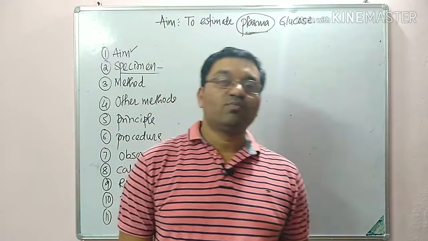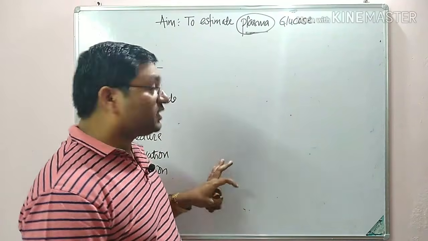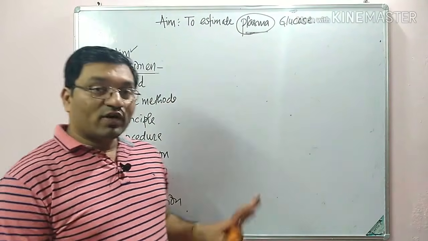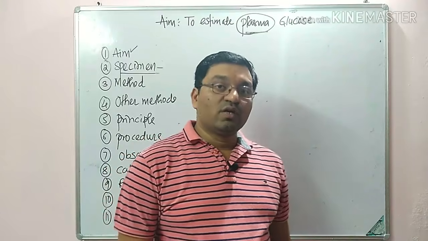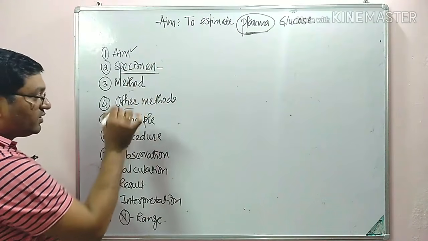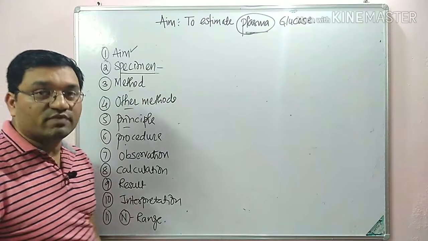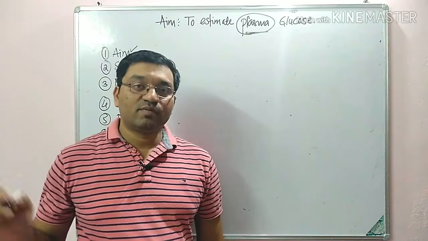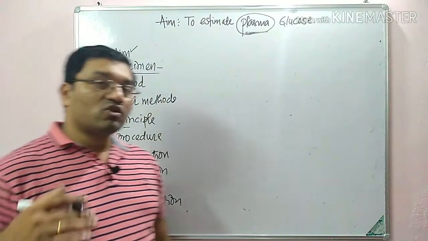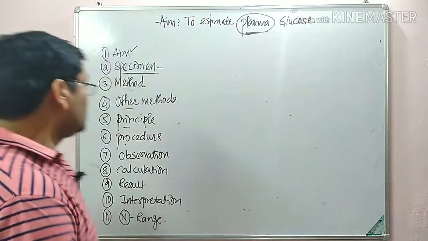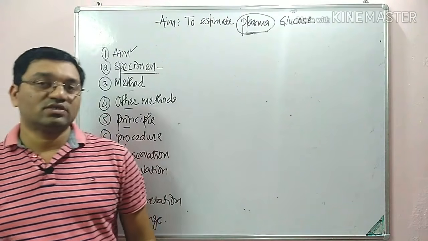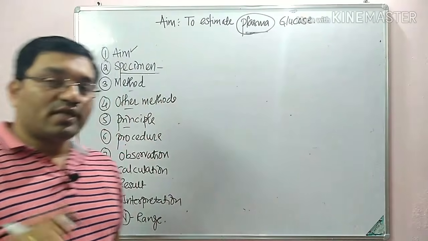Today we will discuss an important practical in biochemistry, that is estimation of plasma glucose. This is an important practical. It is a quantitative estimation. We'll discuss this practical under the headings of aim, specimen, method, other methods available, principle, procedure, observation, calculation, result, interpretation and normal range. From here onward, for discussion of each practical, we'll use these headings: aim, specimen, method, other method, principle, observation, calculation, result, interpretation and normal range.